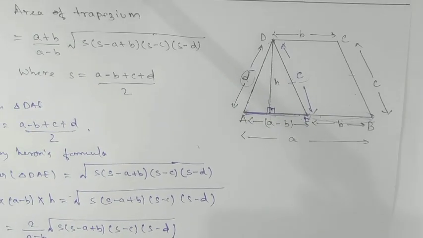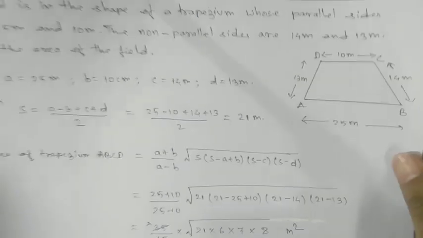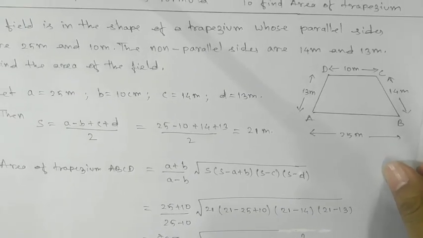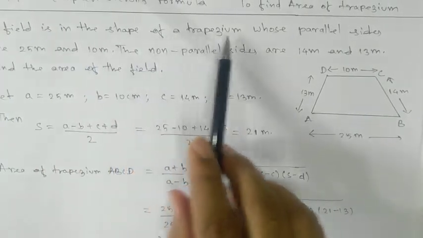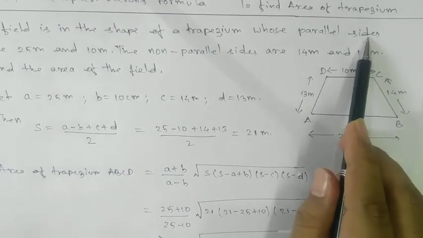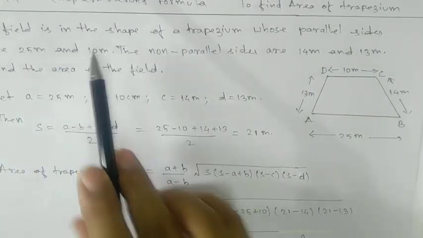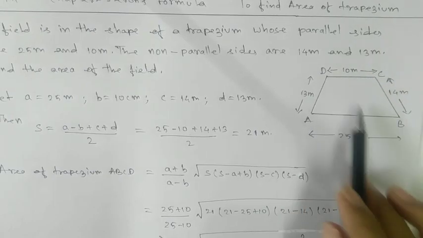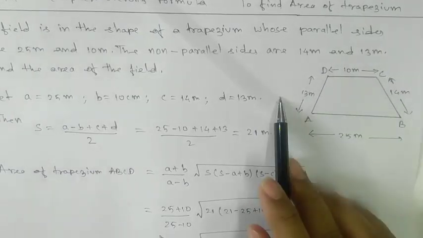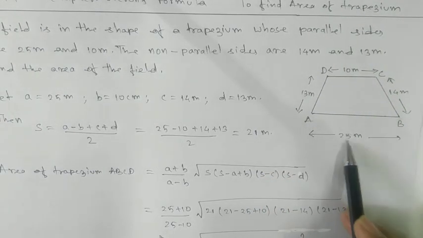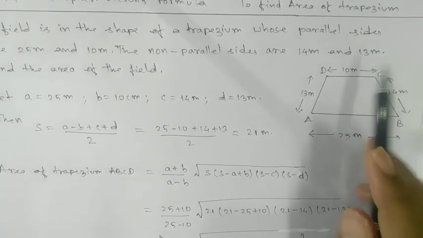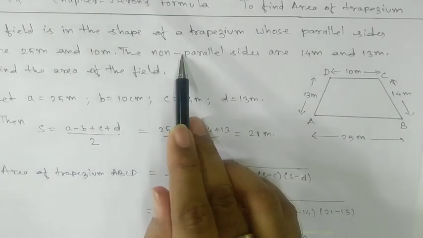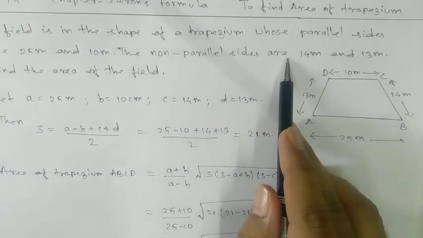Okay, so here you can see the problem. Now if we go through this problem, what they have given here: a field is in the shape of trapezium where parallel sides are 25 meter and 10 meter. These are parallel sides. Let's assume that AB and DC is your parallel side. So the bigger one would be 25 and the smaller one will be 10 meter. Now non-parallel sides are 14 meter and 13 meter.